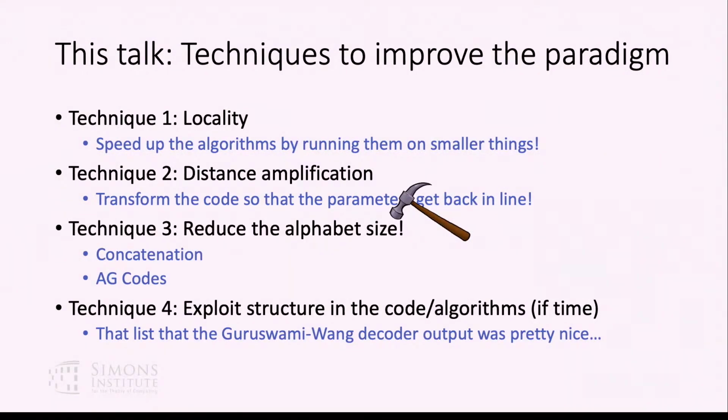So those are techniques 1, 2, and 3. They can be very useful, but I think there's a lot of work to be done to make these applicable in actually practical settings. I want to talk a little bit about technique 4, which I think is maybe more in the direction of that. This is sort of exploiting structure that's maybe already present in the codes or the algorithms that we have, so that we don't have to apply these techniques on top necessarily.